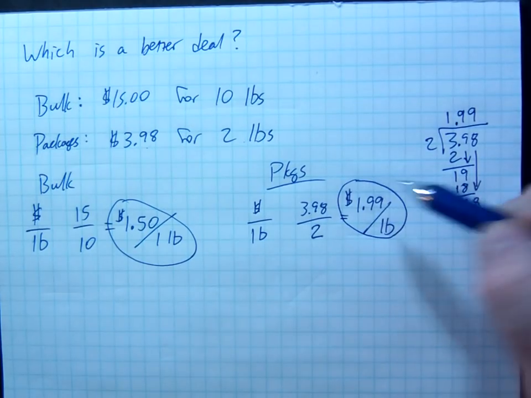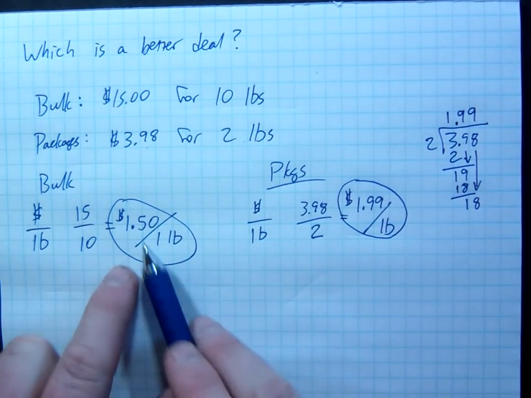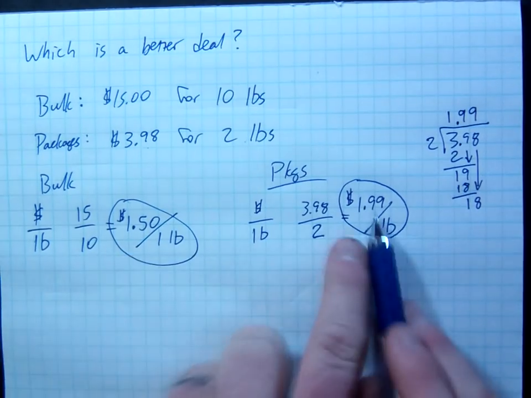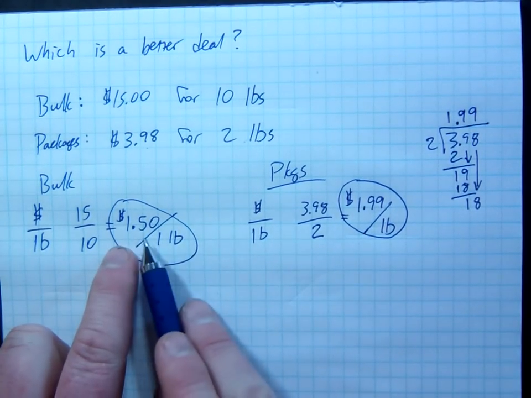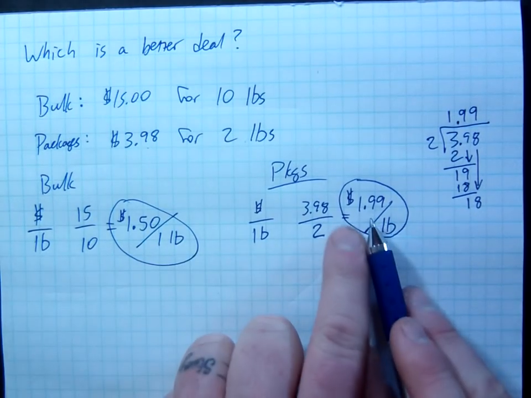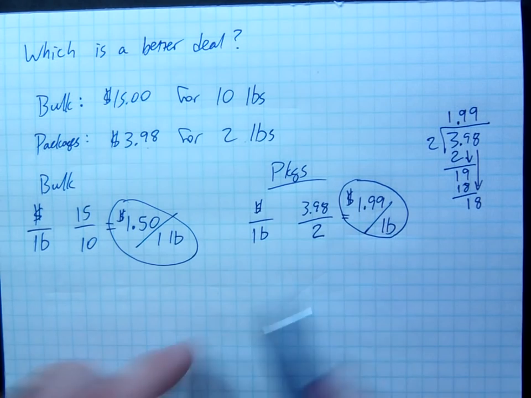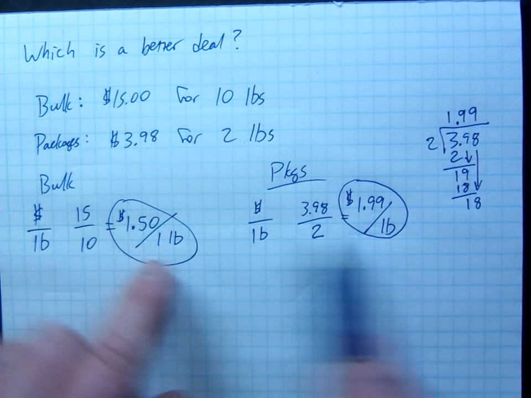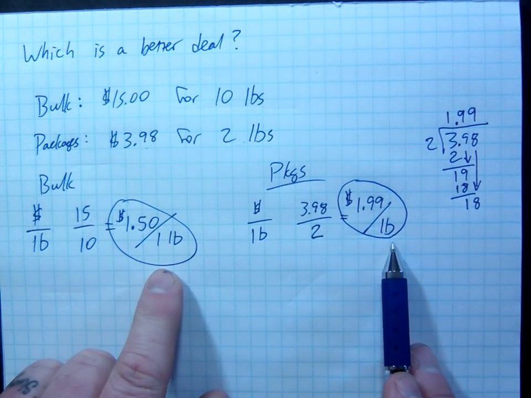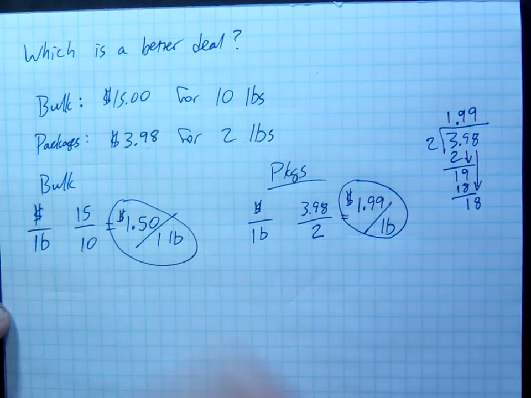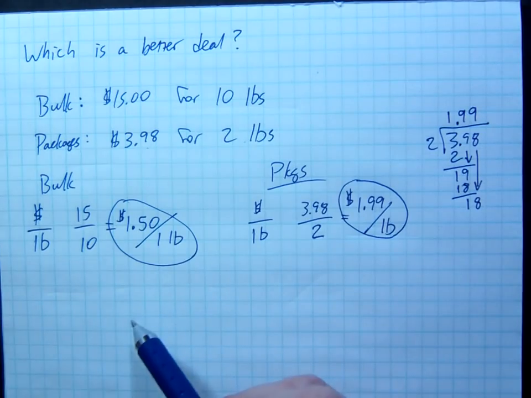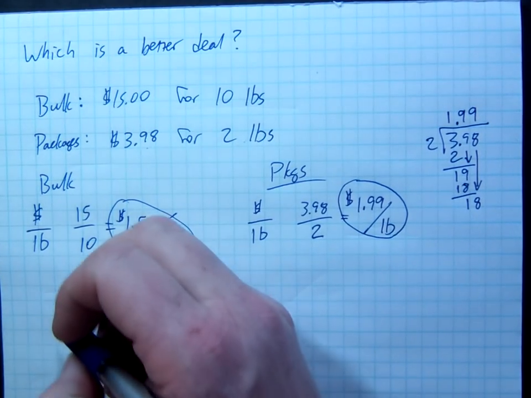Okay. So we can see now that the bulk package is a much better deal than the smaller packages. This only costs us $1.50 per pound, and this costs us $1.99 per pound. And obviously, we want to spend less money for the same thing, right? Unit rates also work the other way, though. In fact, you might think of this as, how many pounds do I get for $1?